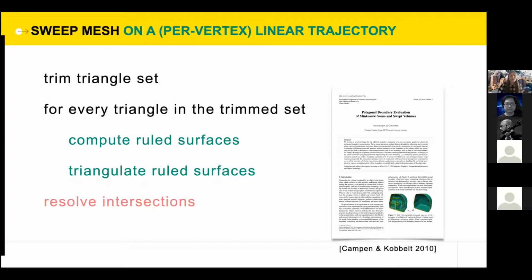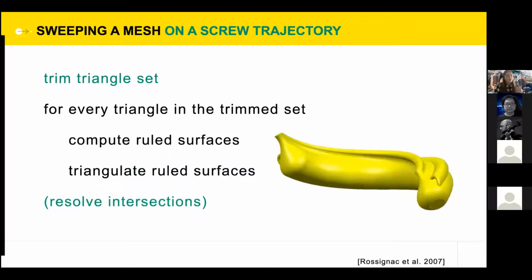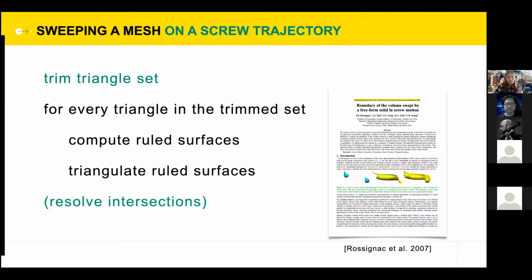So this is another way of restricting the trajectory. Yet another is that of Rossignac et al., where they restrict the movement to a screw trajectory. So now the shape can rotate, but its rotation axis has to be orthogonal to the velocity at every moment in time. So that's a very specific set of trajectories. If this is the case, then Rossignac et al. figure out some specific rules to trim the triangle set very, very efficiently, and then making the intersection resolving almost trivial. Like I said, this is the approach of Rossignac et al.